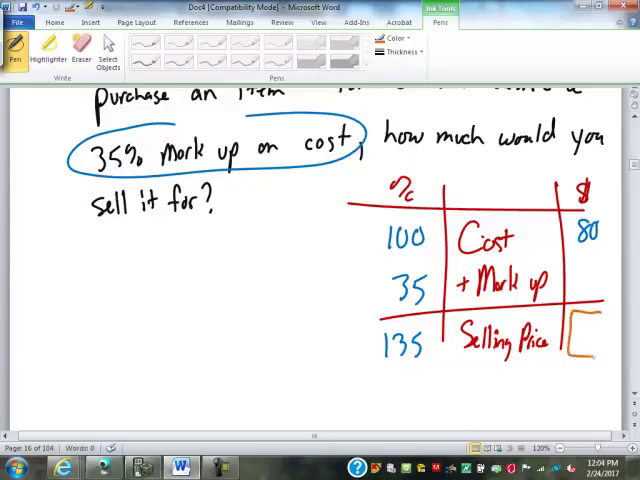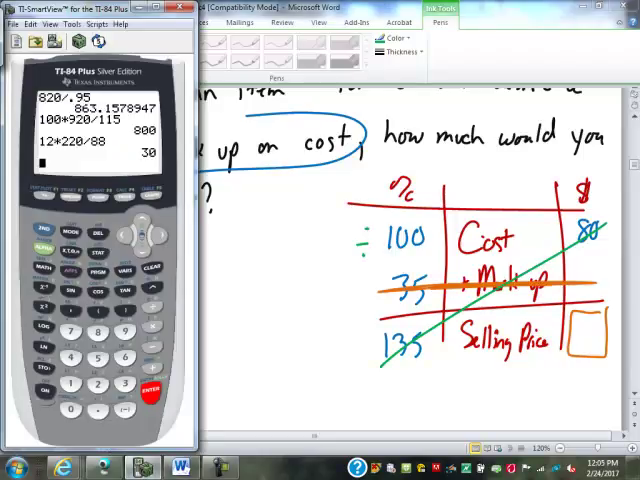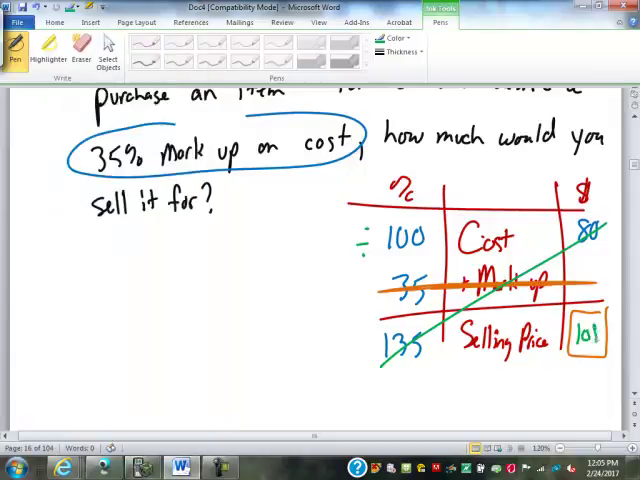To find out how much you would sell it for, we're looking for that number. So we're going to ignore the middle here and we will cross multiply and divide. So it's 135 times 80 divided by 100. So 135 times 80 is 10,800 divided by 100, of course, will be 108. So you would charge $108 for that product.